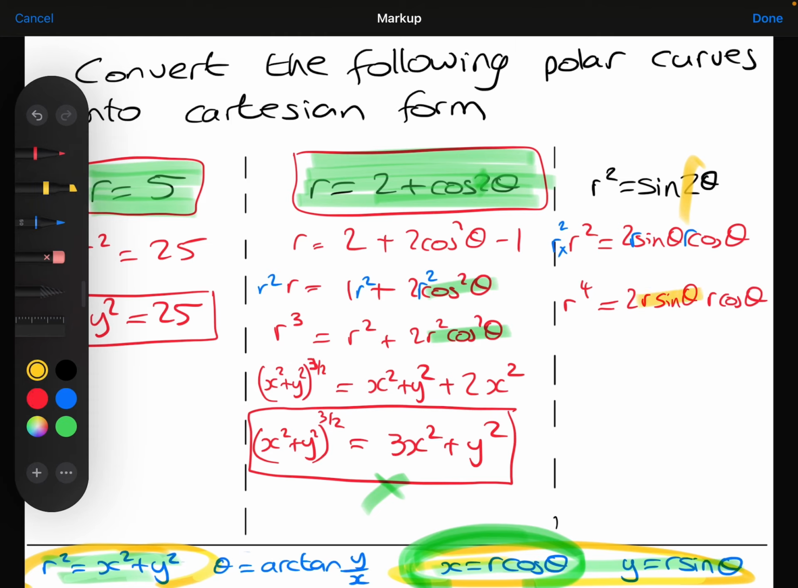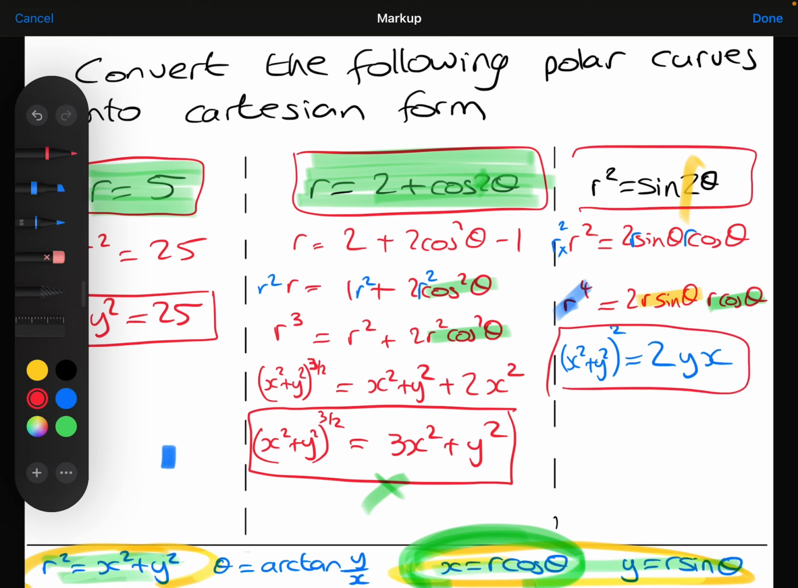Now I have what I want here, that's y. This is x. And this, the r to the power 4, that's r squared squared. So I could replace that. That's my r squared squared. So that's my r to the power 4 equals 2 times y times x. And there we go. We have it in Cartesian form. This is the Cartesian version of this.